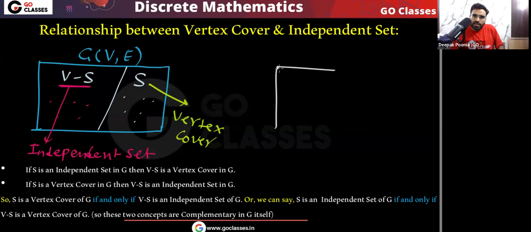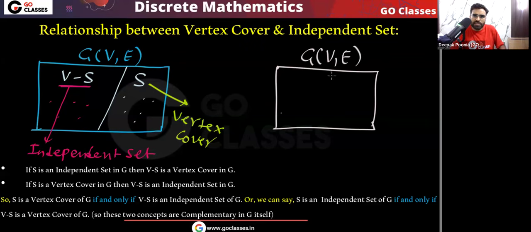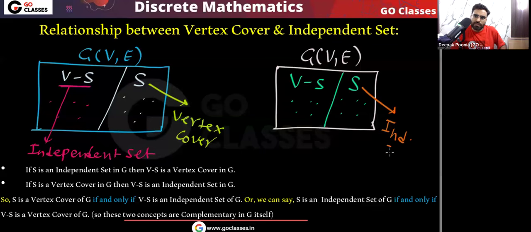Similarly, this is your graph G(V, E), the same graph. In this graph, this S is a subset of vertices, and this is V minus S, the remaining vertices. So you can see if S is an independent set, then V minus S will be a vertex cover.